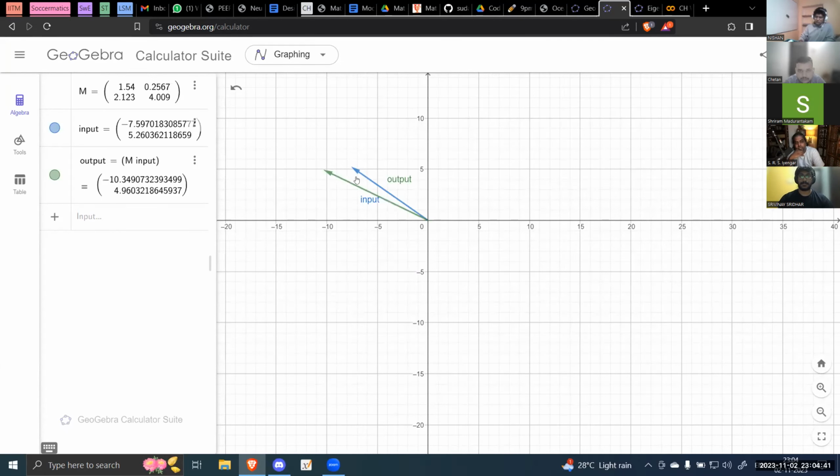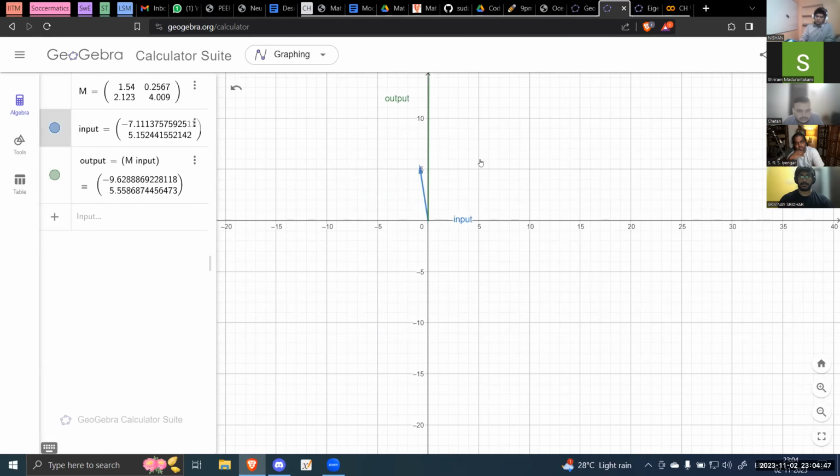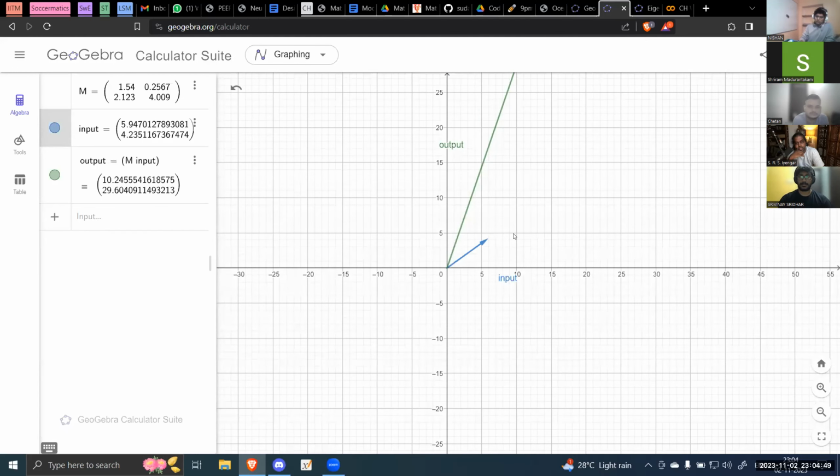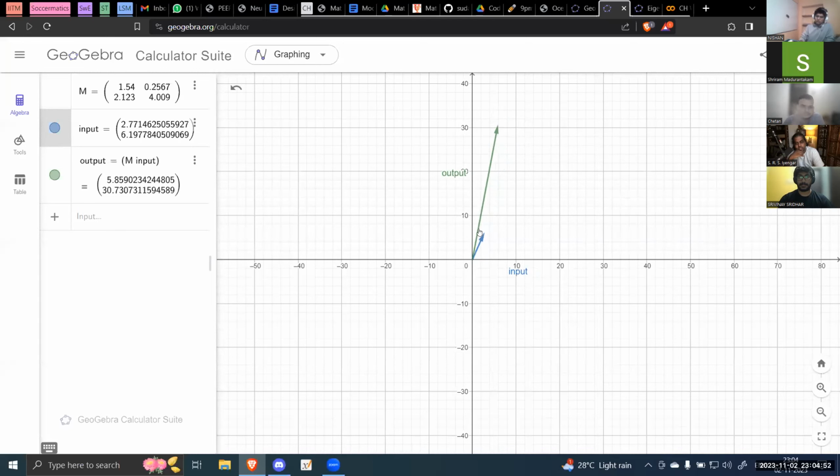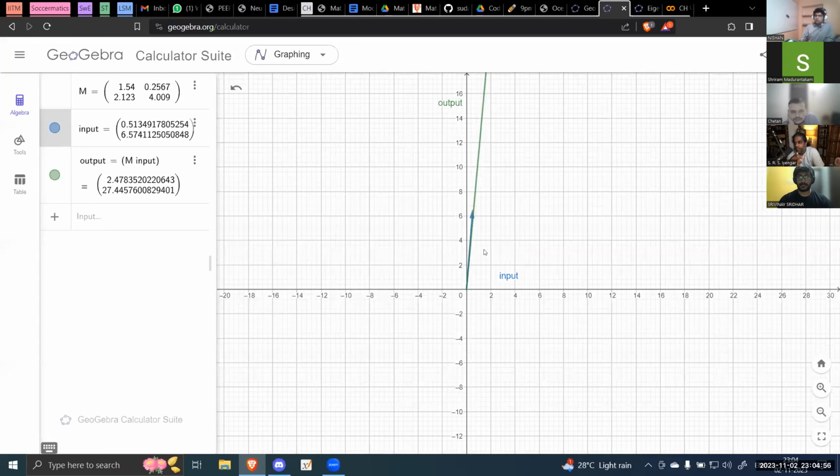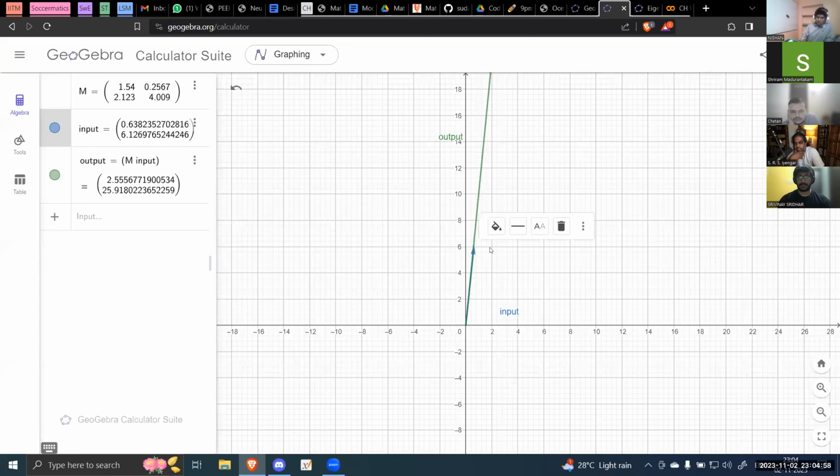Okay. So now remove the input vector. Again, here it is meeting. Input and output vector are aligned in the same direction.